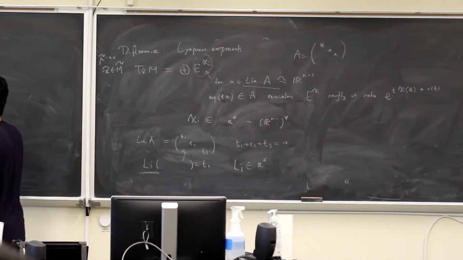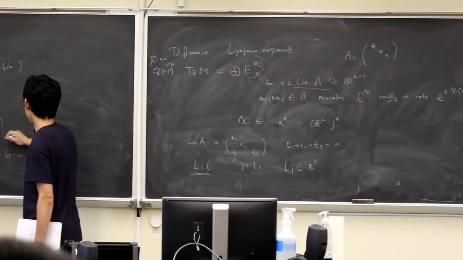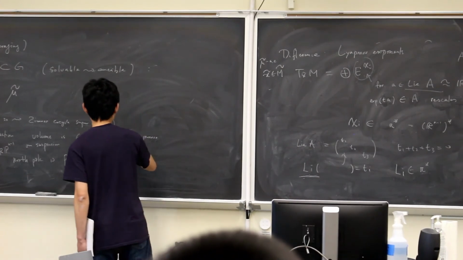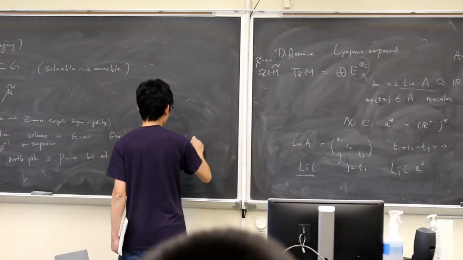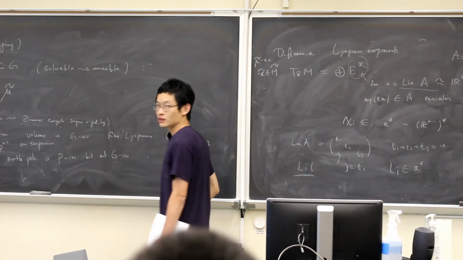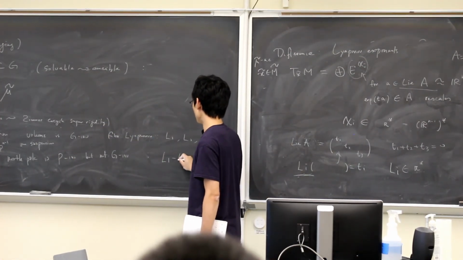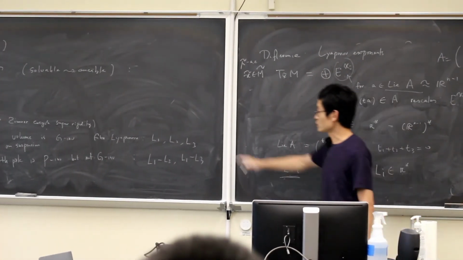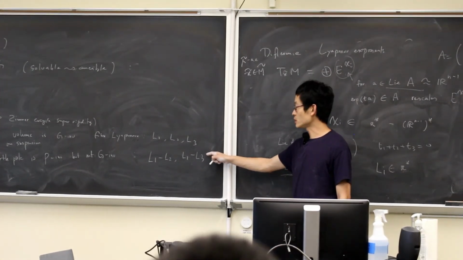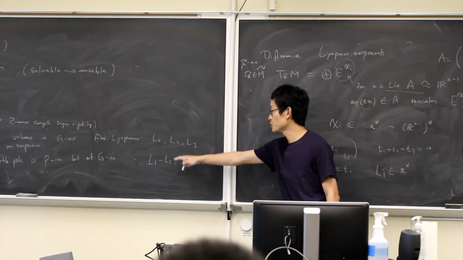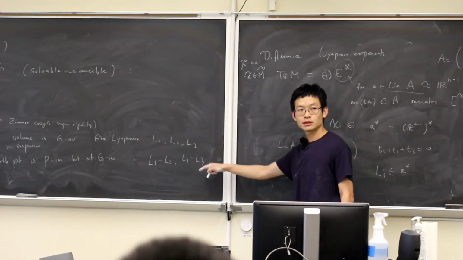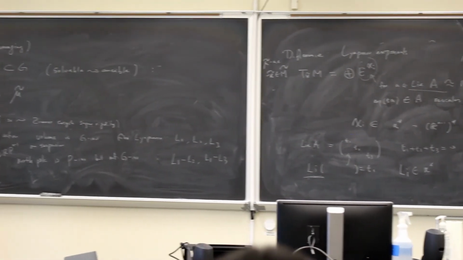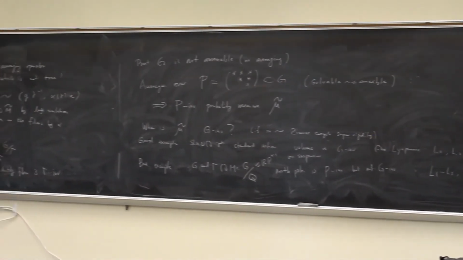In the good example, the fiber Lyapunov exponents are L1, L2, and L3. In the bad example, the fiber Lyapunov exponents are L1 minus L2 and L1 minus L3. Now the criterion says this is good and this is bad. And why is the latter bad? Because these Lyapunov exponents are the roots of the group. They come from the roots of the group. They are not appearing only in the fiber, they also appear in the base.